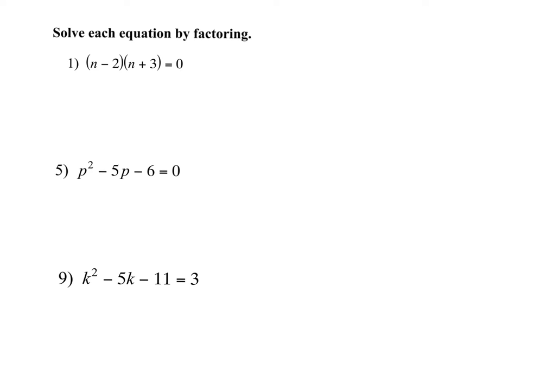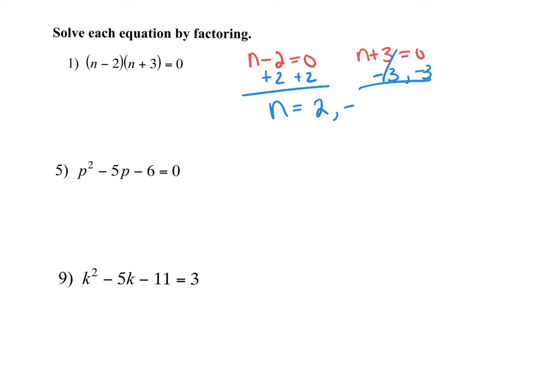So you literally just have to set each group equal to 0 and then solve. So you have n minus 2, set that equal to 0. And we have n plus 3, set that equal to 0. Solve for your n, and you will get your 2 answers. Positive 2, negative 3.